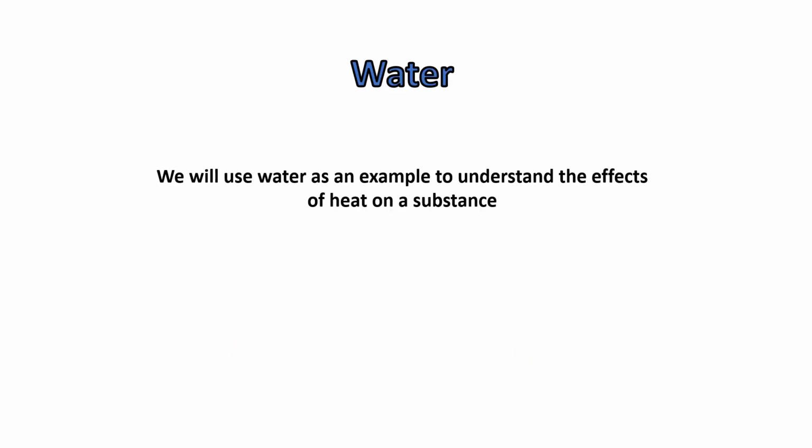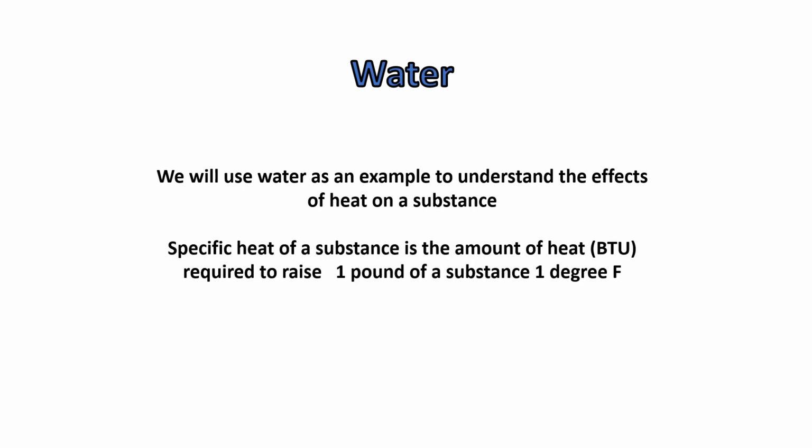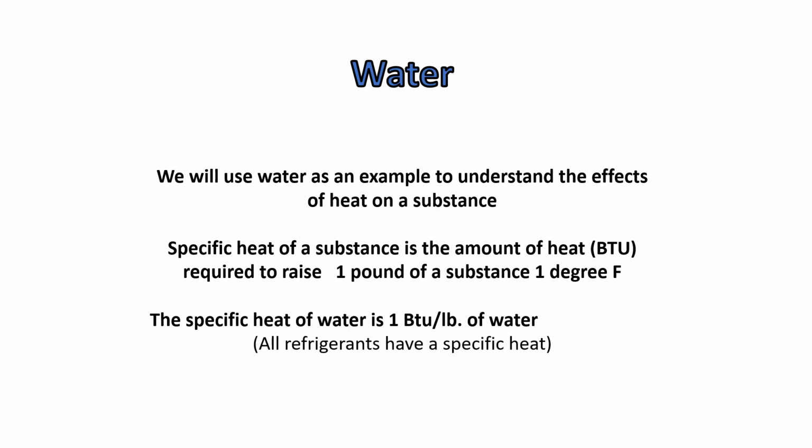We will use water as an example to understand the effects of heat on a substance. Specific heat of a substance is the amount of heat in BTUs required to raise 1 pound of a substance 1 degree Fahrenheit. The specific heat of water is 1 BTU per pound of water. All refrigerants have a specific heat.